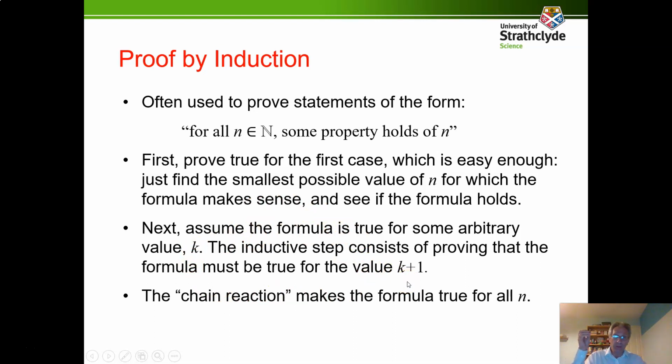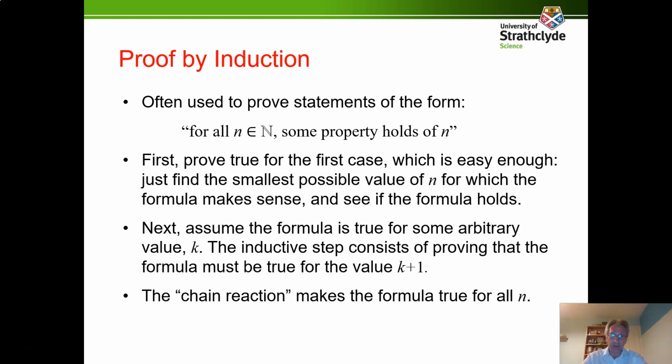So in other words, because 1 is true, 2 is true, because of this inductive rule here. So now we've got two cases. 1 and 2 are both true. But because we know that 2 is true, the inductive case works again. 2 implies 3. And 3 implies 4, and 4 implies 5, and 5 implies 6, and so on and so on and so on. And then the whole lot's done through the chain reaction.